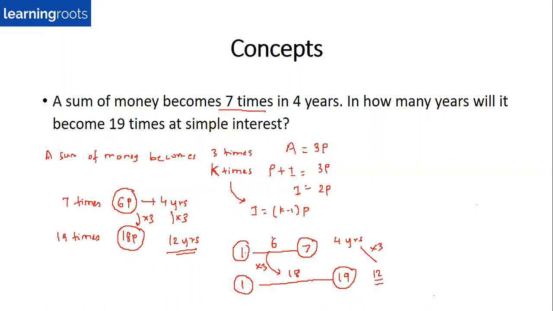Okay. Is the method clear? The understanding how it works, and the shortcut is of course very straightforward. You take the difference. So in case of SI, if you're using this technique, take the difference between the numbers that you've written.